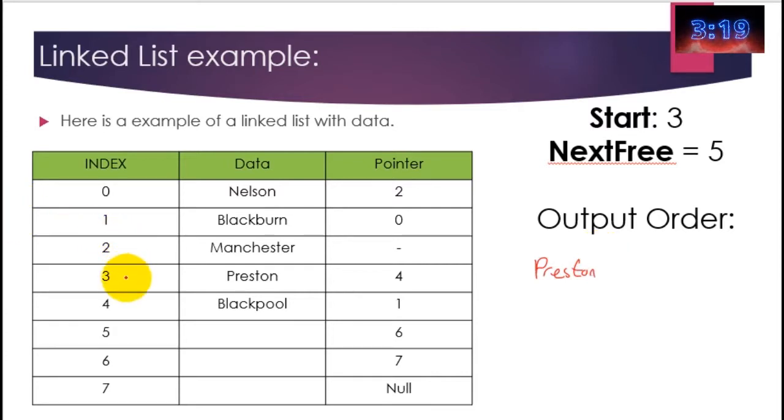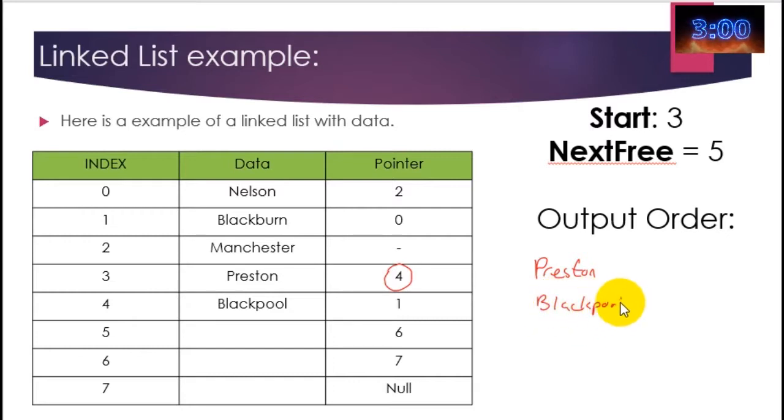So we can say we've been to 3, we've looked at Preston, and then we need to look at this thing here. Where's the pointer telling us to go next? Well, the pointer is saying go to node number 4. So we can go to node number 4 and we find Blackpool. So we can confidently say that Blackpool is the next item on our list.